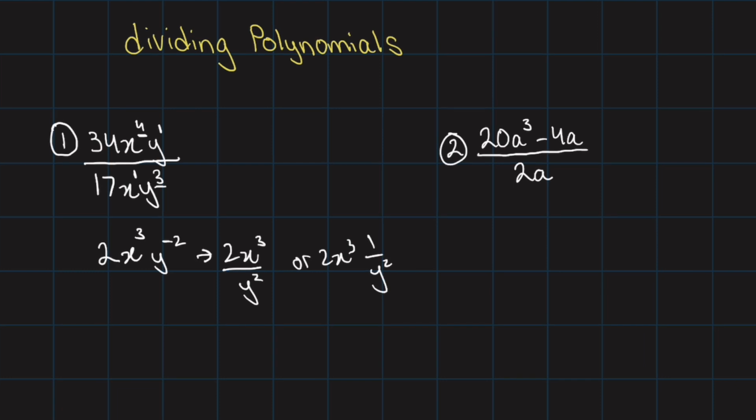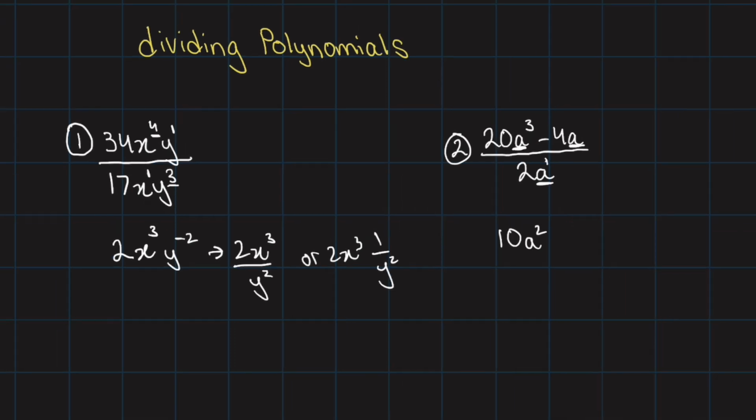Both of the terms in the numerator have a, so it can easily be divided by the denominator, right? So we have 20a cubed divided by 2a. That will give us 10a squared, right? Because 20 divided by 2 and then a cubed divided by a will be 3 minus 1, and that will give us 2. And then we have negative 4a divided by 2a, which will just give us negative 2. Because this is a 1 and this has a 1, and 1 minus 1 is 0.